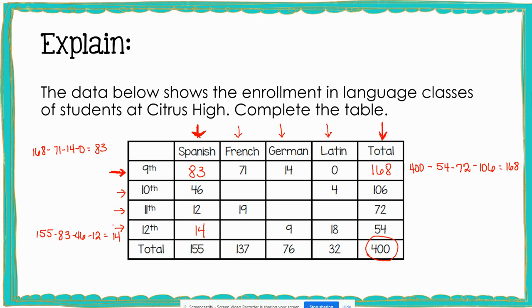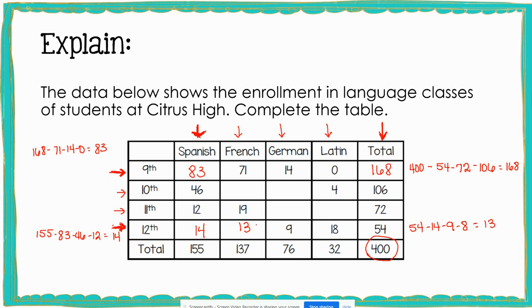Now, when I look at this row, my 12th grade row, I have, again, almost everything filled out, but I'm missing this piece right here, my 12th graders who take French. Well, I know that there are 54 total 12th graders. So to figure out how many of them take French, I'm going to take away the Latin, German, and Spanish numbers from that 54 total. So I'm going to do 54 minus 14 minus 9 minus 8. When I subtract those, I get 13. So that means that there are 13 12th graders who take French.